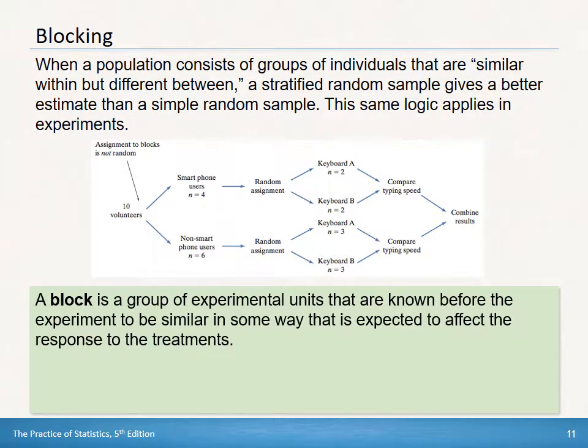So a block is a group of experimental units that are known before the experiment to be similar in some way. So we knew before we started randomly assigning people that some of them had smartphones and some of them didn't. So we used that to our advantage.